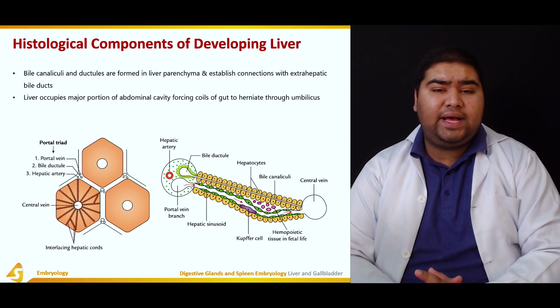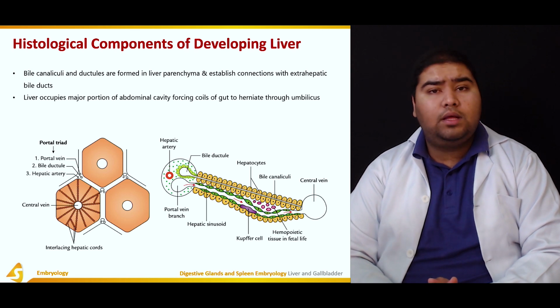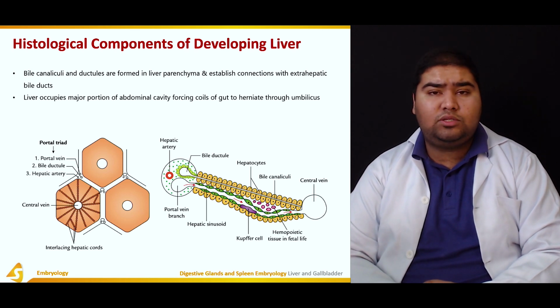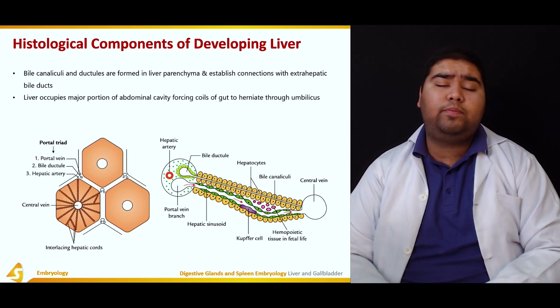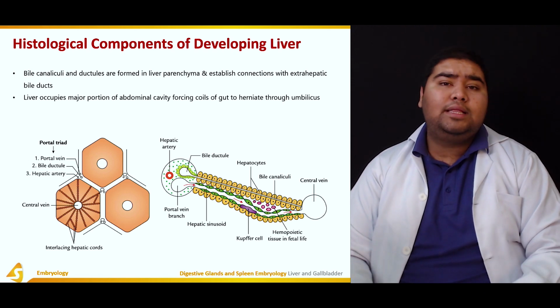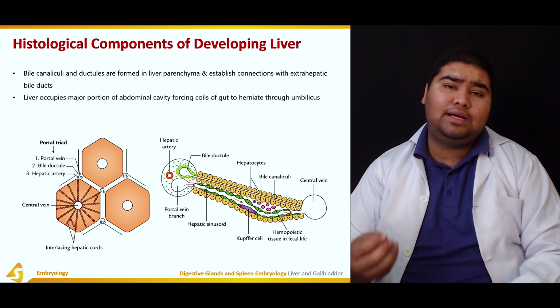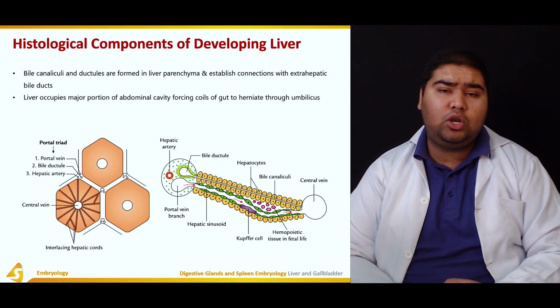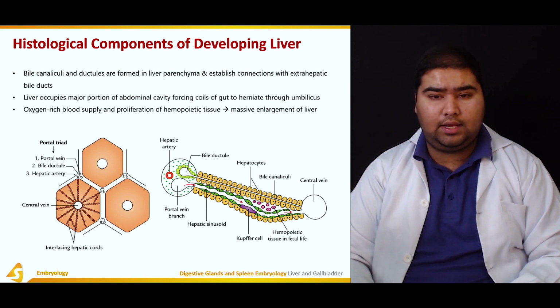So the liver occupies the major portion of the abdominal cavity. We talked about this earlier as well. The liver expands exponentially and occupies almost all of the space in the abdominal cavity, as a result of which the developing intestines have no place to go, so they herniate into the umbilical cord. This is the physiological umbilical hernia.